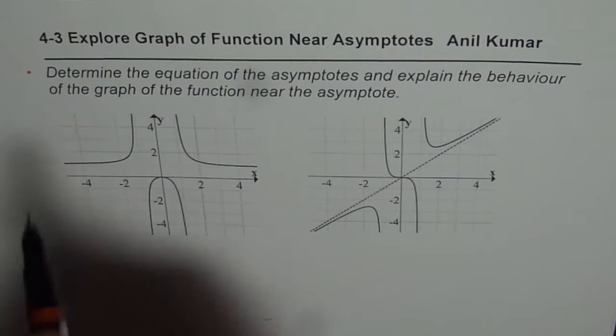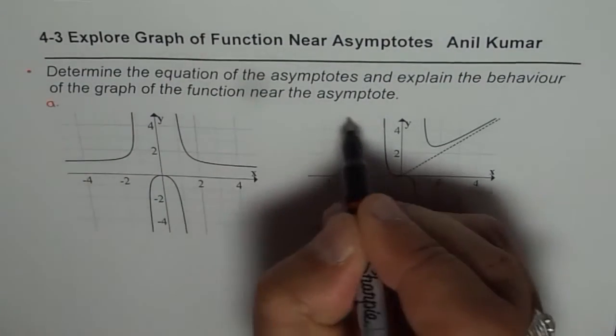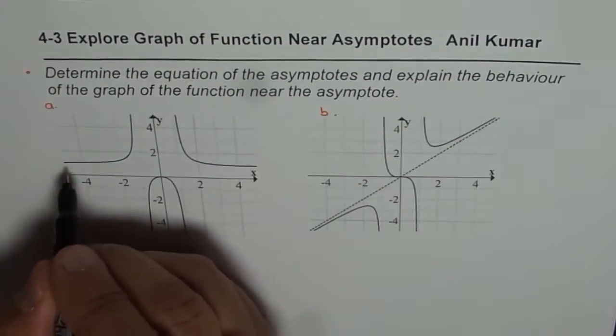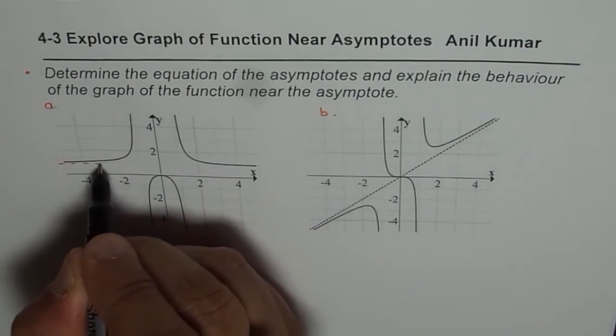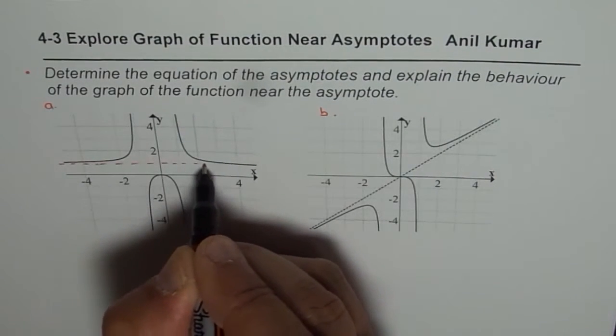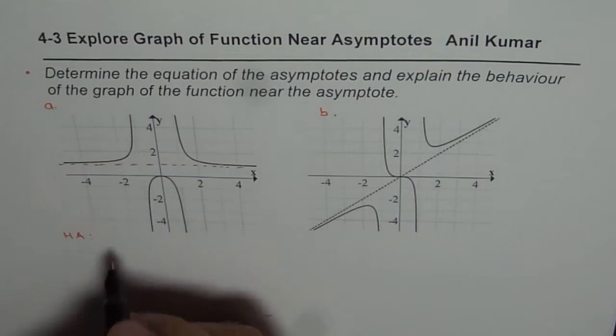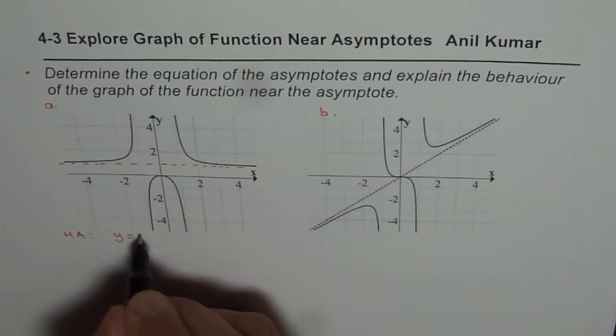So we have two different graphs here. Let me name them A and B. In the first graph, we have two kinds of asymptotes. One is the horizontal asymptote, right? So this is your horizontal asymptote. So we can write the horizontal asymptote as the value 1. So it is y equals 1.